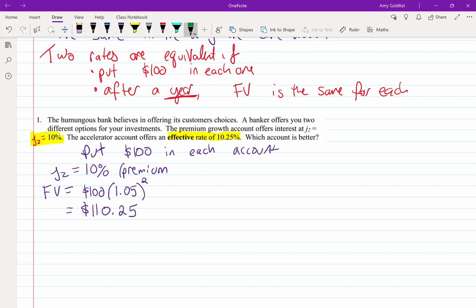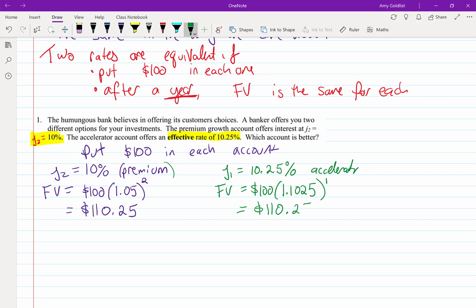Now let's look at the next one. So that's going to be J_1 equals 10.25%, and that is called the accelerator. So at the end of 1 year, we have $100. And here, because it's only compounded once a year, we don't have to divide that J to get an i. And we put that to the power of 1, which means at the end, we have $110.25. So which one is better? Well, it makes no difference whatsoever. They're the same, or they are equivalent.